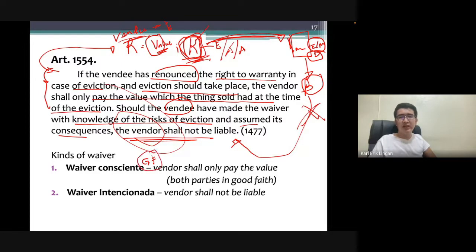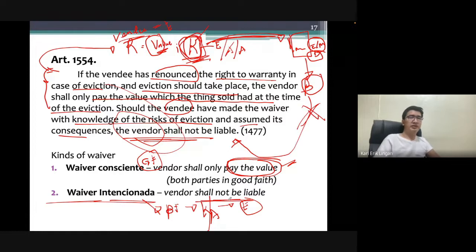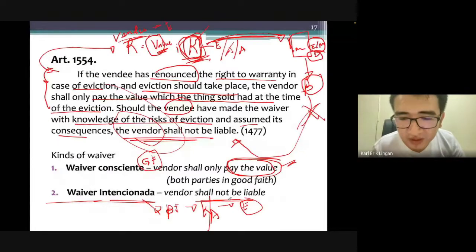Okay? That's why the vendor shall only pay the value of the thing. Waiver intentionada naman, if the buyer acted in bad faith or has already the knowledge na pwede siyang ma-evict, di ba? May knowledge na siya, aware na siya dun sa pwedeng mangyari, still binili niya, hindi na magiging liable si vendor. Okay? That is Article 1554, I should say.